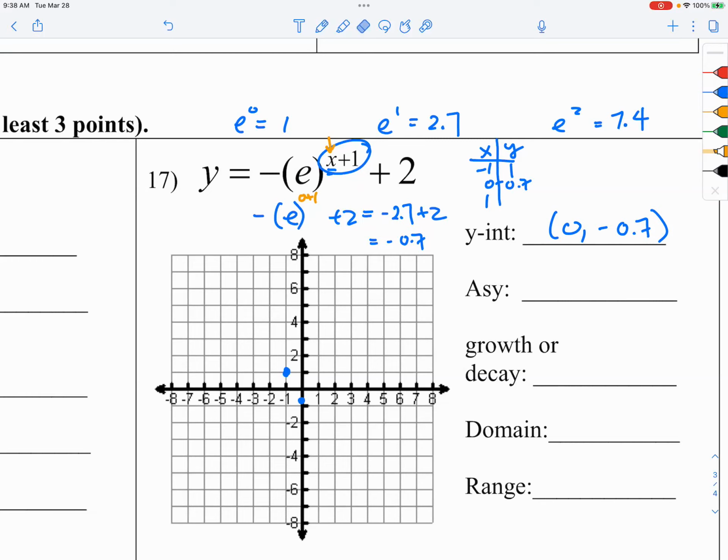I'm erasing it because I want to show everything on the same screen. You can definitely use the space below it to do your calculations. And then if you have x equals to 1, so 1 plus 1 is 2, e squared is 7.4, so you have negative 7.4 plus 2, which is negative 5.4. So at 1, it's negative 5.4, so somewhere right here. The asymptote, it's going to be at y equals to 2.